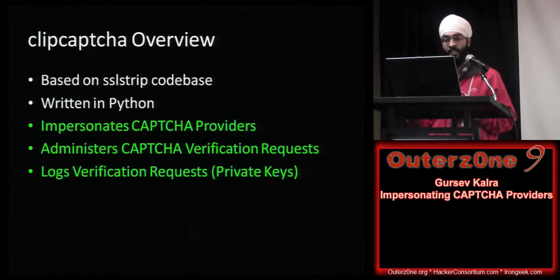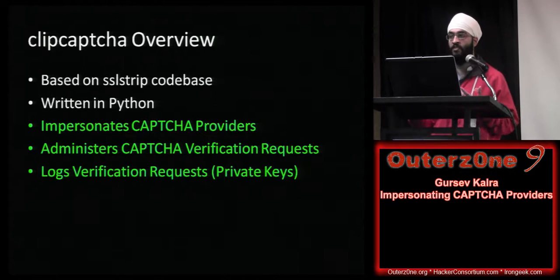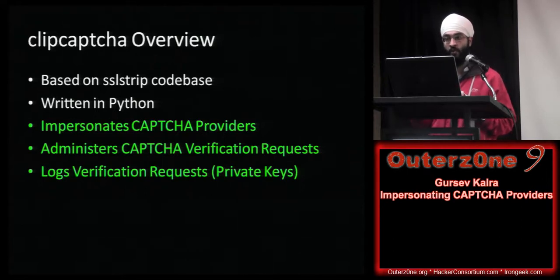It works with easy configuration files, which come in the form of XML. Then it administers CAPTCHA verification requests. So you can accept a CAPTCHA verification request, allow it or deny it, or do whatever you want with that. And you can even cause a denial of service for some registrations by denying all the CAPTCHA validation requests. And then you can also record the logs, and you can steal the private keys, which we talked about earlier.